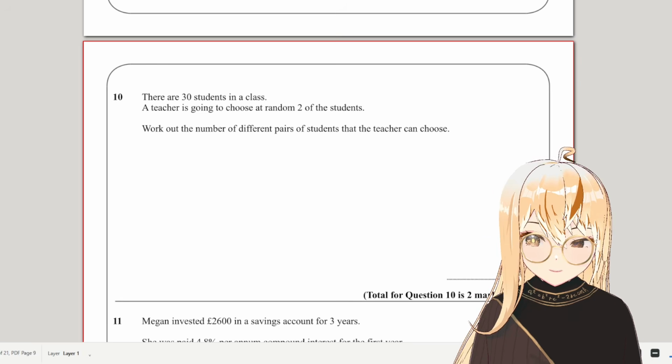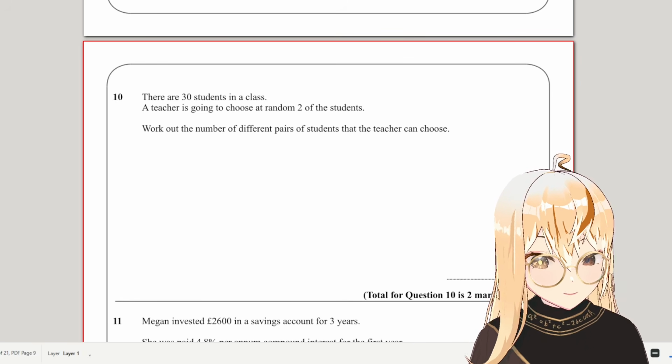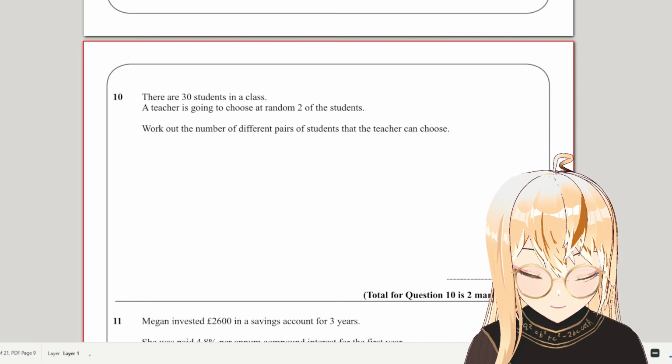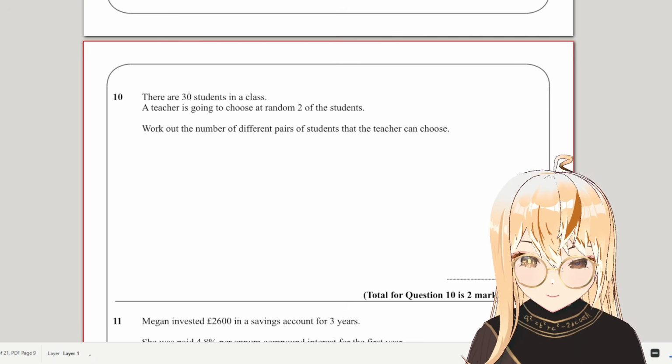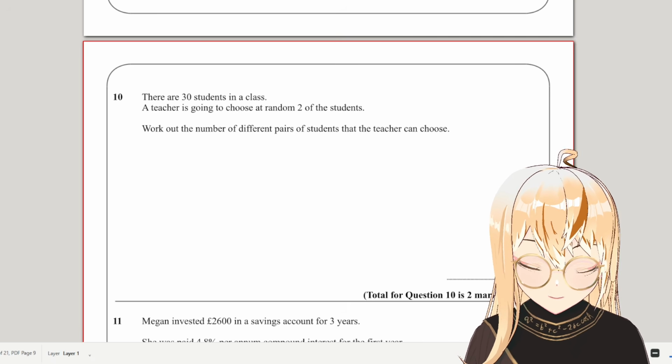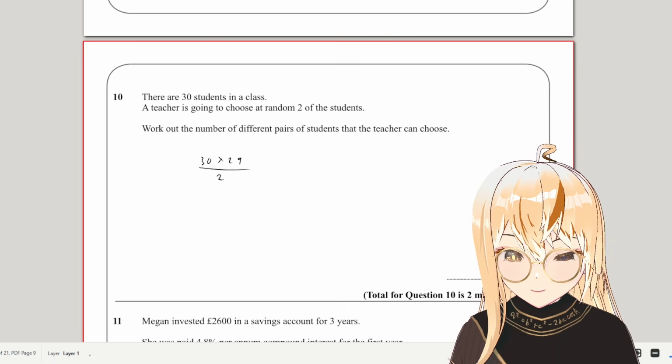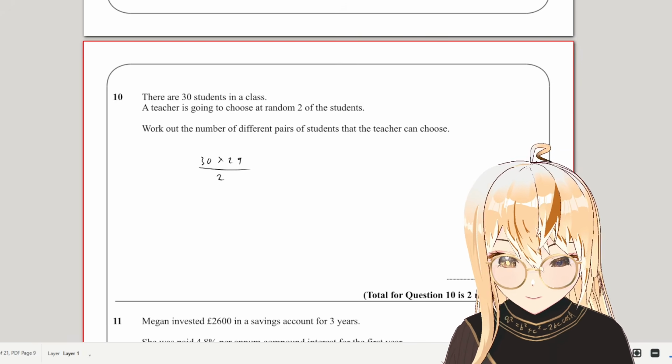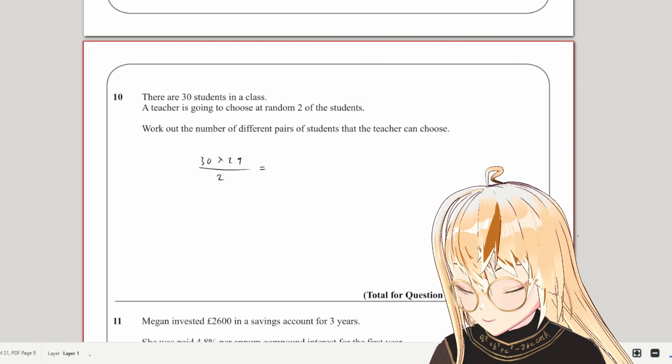Okay, so this is a throwback to my very first lesson, I'm pretty sure. The product rule for counting, we would do 30 times 29 and then divide that by 2, since we know there are 2 different ways to arrange the same 2 people, which is why we divide by 2.